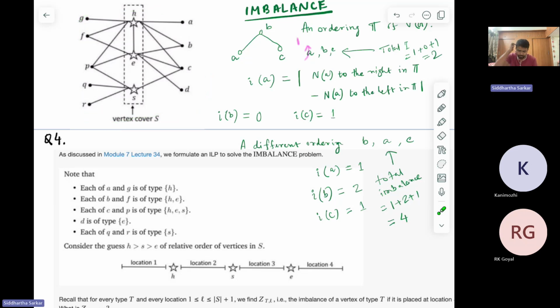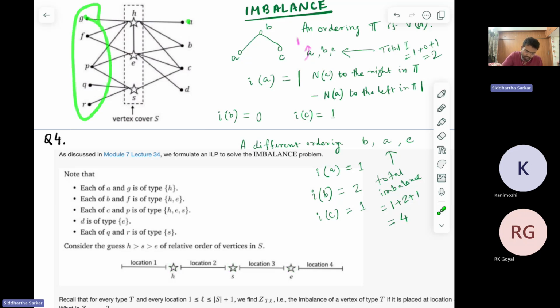To do that, first you fix an ordering of the vertex cover vertices. There are 3 vertex cover vertices, so there could possibly be 3 factorial orderings of them. You fix one ordering, HSC. So H is going to be followed by S in the final ordering, and S is going to be followed by E. That's what your assumption is.